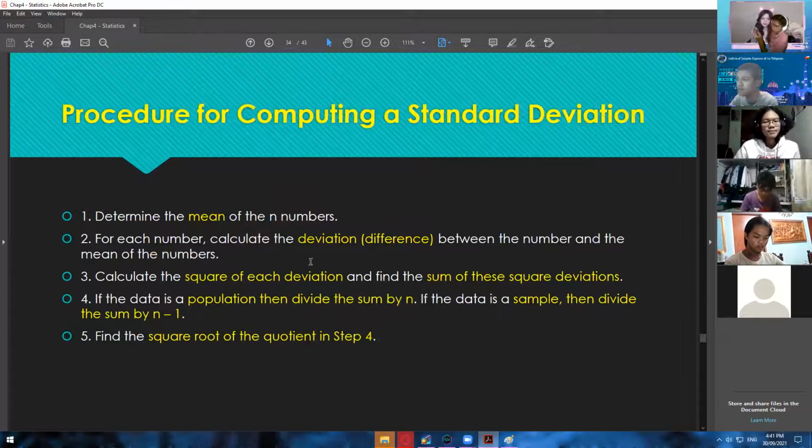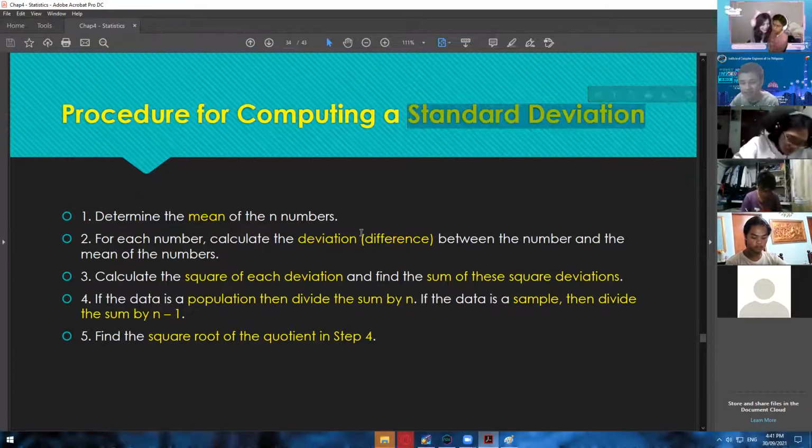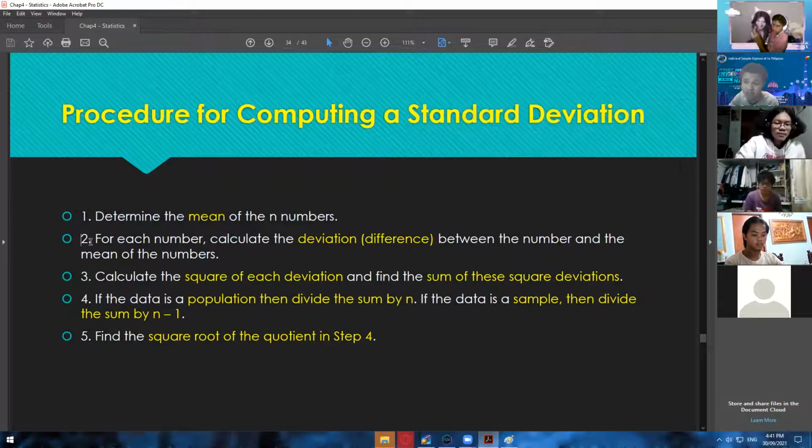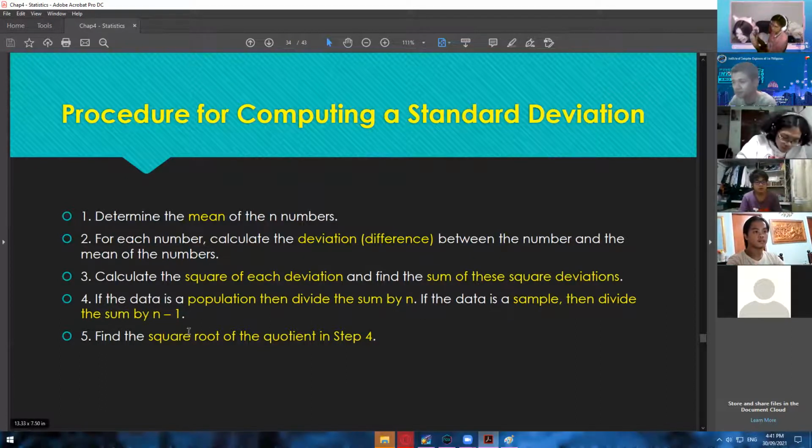All right, so here is now the complete procedure on how to solve the standard deviation of certain data. We have 5 steps. The first one is determine the mean of the n numbers. Second, for each number, calculate the deviation, the difference between the number and the mean of the numbers. The third one is calculate the square of each deviation and find the sum of these square deviations. The fourth one is if the data is a population, then divide the sum by n. If the data is a sample, then divide the sum by n minus 1. And lastly, find the square root of the quotient in step number 4.